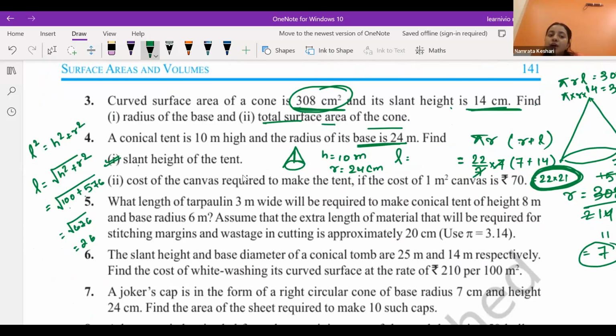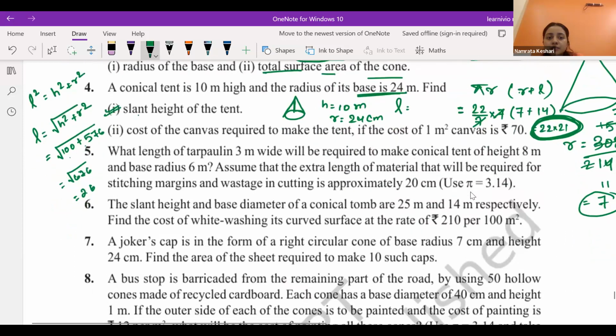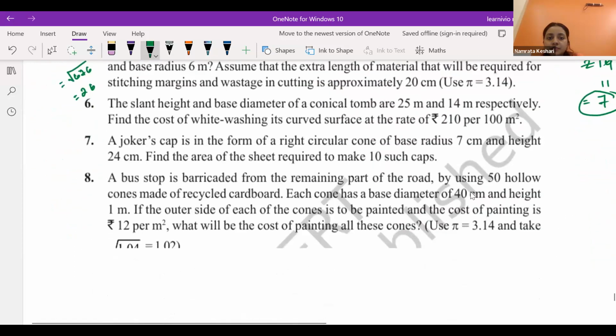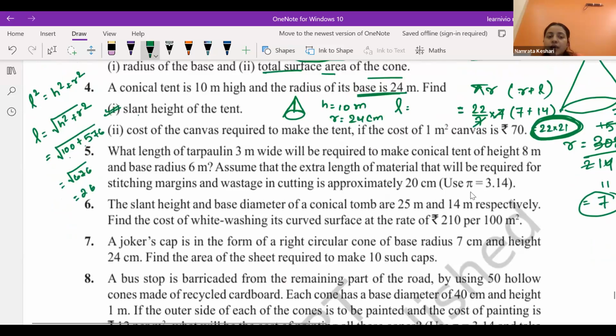So if you have found the slant height, that is 26, please find the cost of canvas required to make a tent, if the cost of 1 meter square canvas is rupees 70. What do we have to find from here? CSA. Yes, curved surface area we will be finding. Curved surface area, pi r L we will be finding. L we already know, 26.